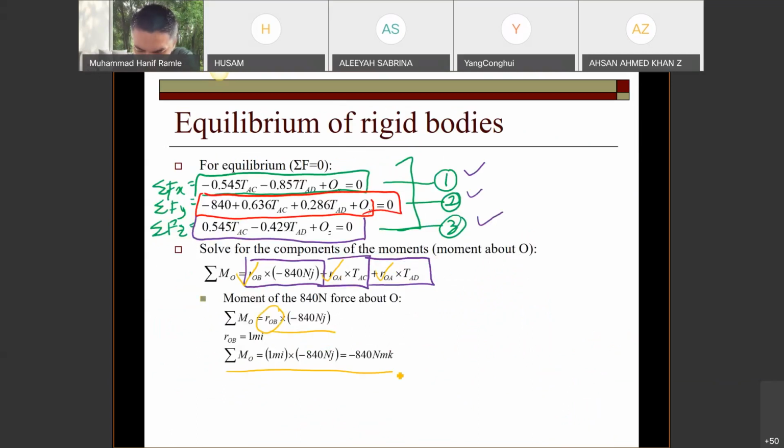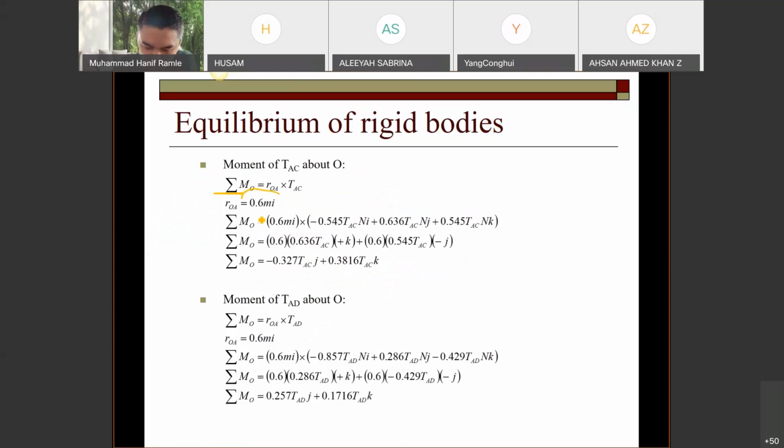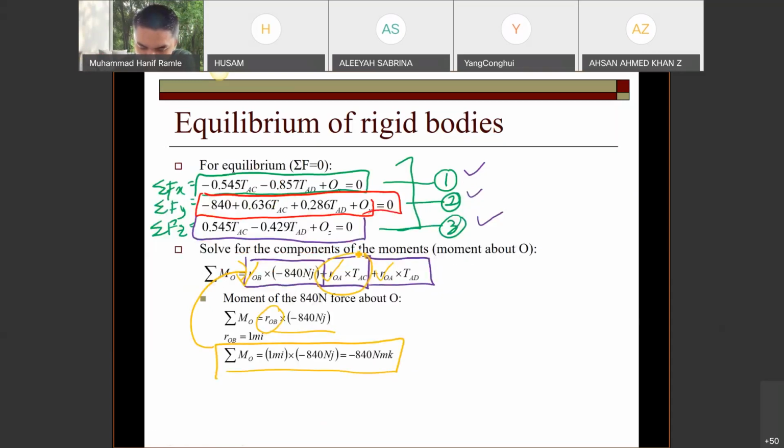You will get the first moment for this one. Make sure that you use the cross product. Do not use the dot product to solve the moment. And then for TAC, you substitute ROA into the equation. TAC is already there. Do the cross product, and you will get the second value of moment. This one.